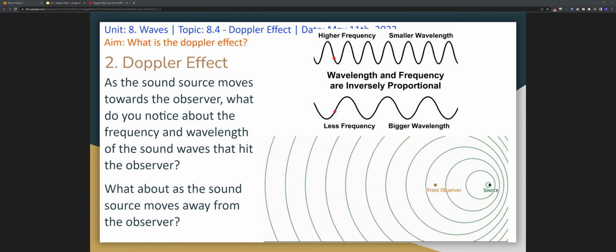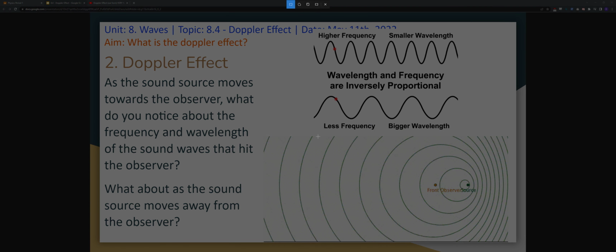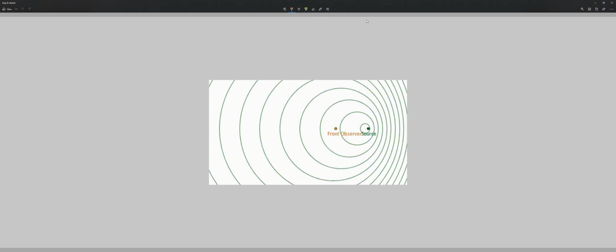And the opposite holds true when the sound source is moving away from the observer. Now the sound waves that the observer is hearing have a longer wavelength, and because of the longer wavelength, they have a lower frequency. There are not as many sound waves in a given amount of time compared to the other side. So as the sound source is moving away from the observer, you hear a lower frequency of waves.